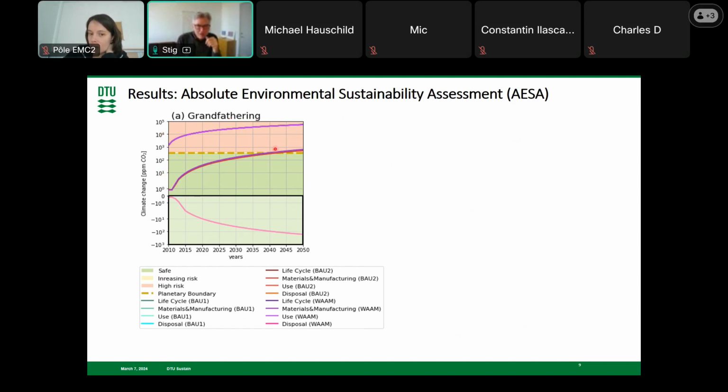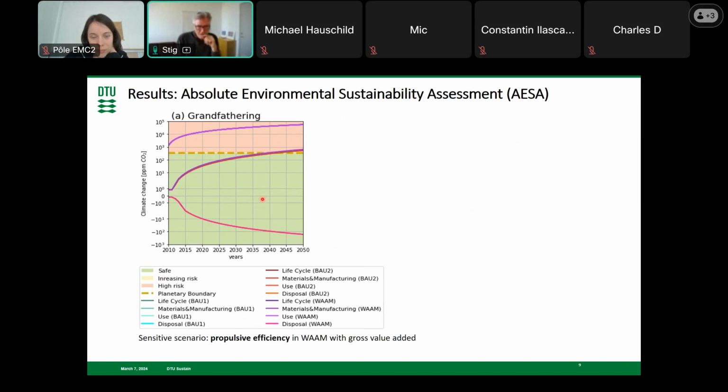If we look at this part here, the purple one is the materials and manufacturing for WAAM, whereas the red one is the materials and manufacturing for the business as usual. And they are overlying each other actually. So we see that for the materials and manufacturing part, the WAAM actually is a little bit worse than the business as usual. And we will see that they would transgress the planetary boundary in about 2037 or something like that.